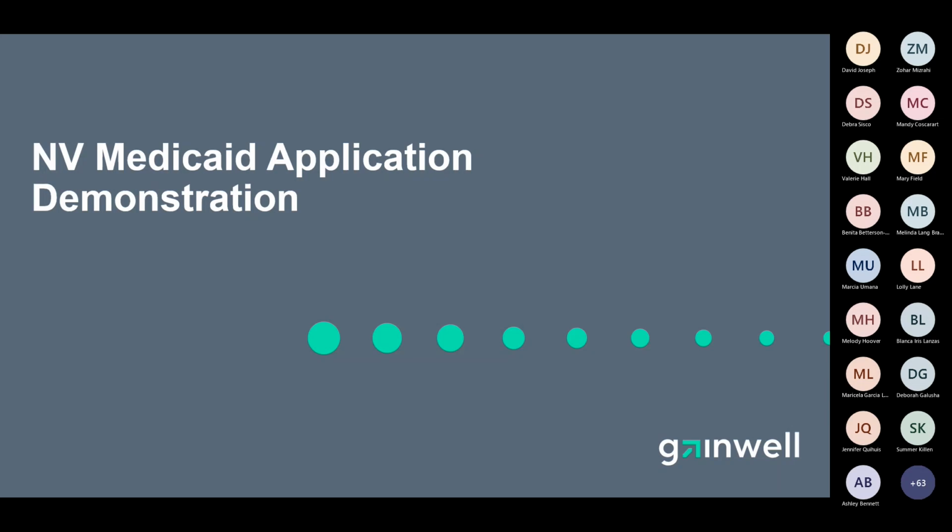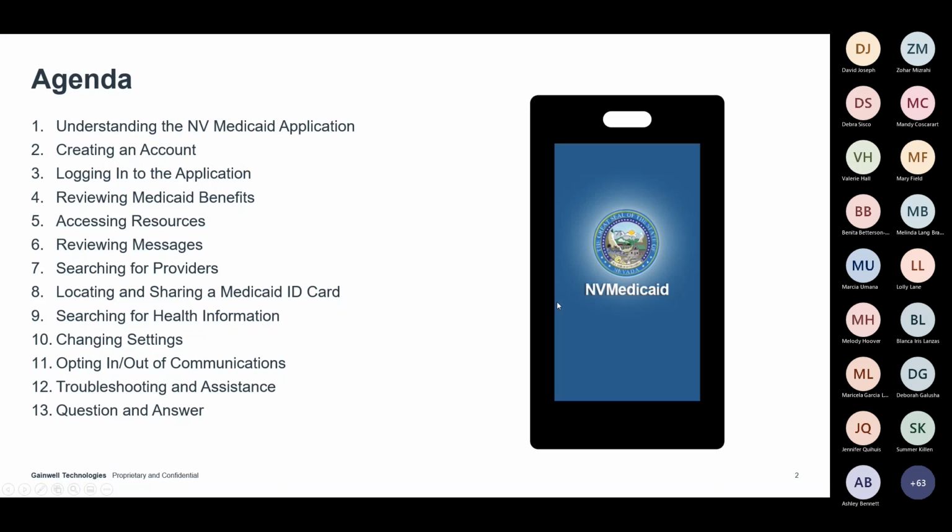I am the account trainer with Nevada Medicaid Gainwell Technologies, and today we're going to be taking a look at the Nevada Medicaid application, which is going to go live for Medicaid recipients on January 7th. This application is designed to allow Medicaid recipients to get access to their health information, their membership cards, and a variety of other details. So we're going to take a look at some of those tools that they're going to have in their pockets today.